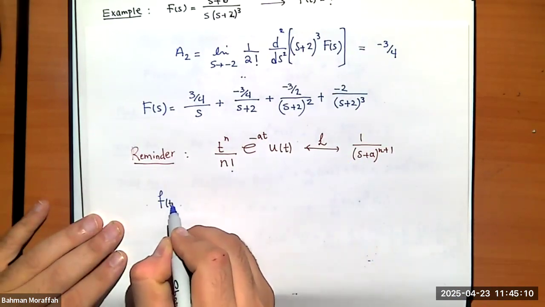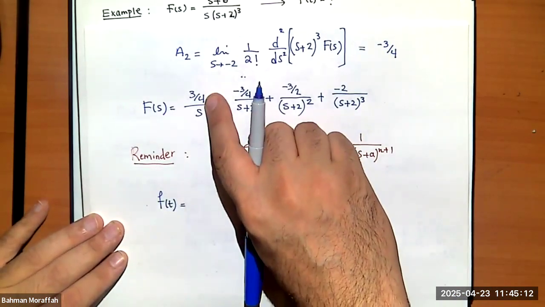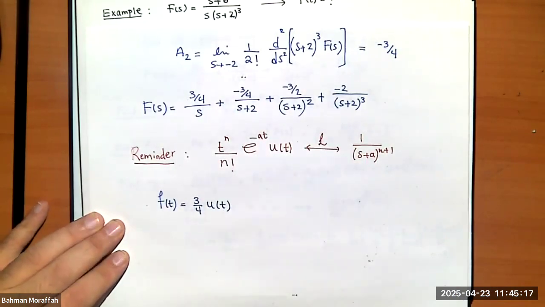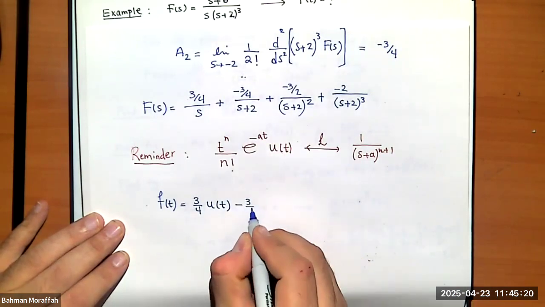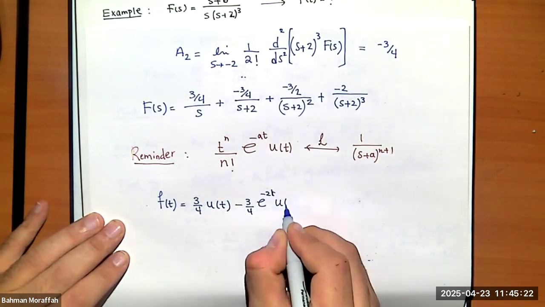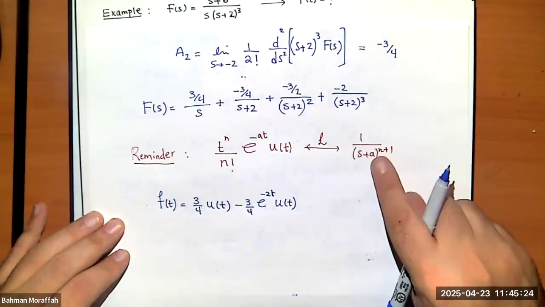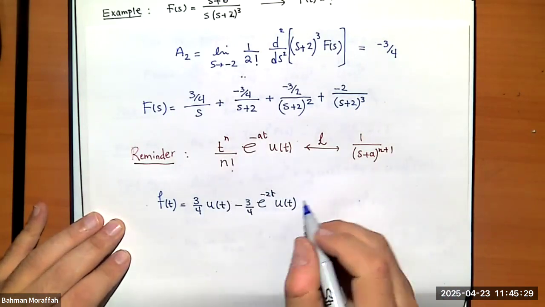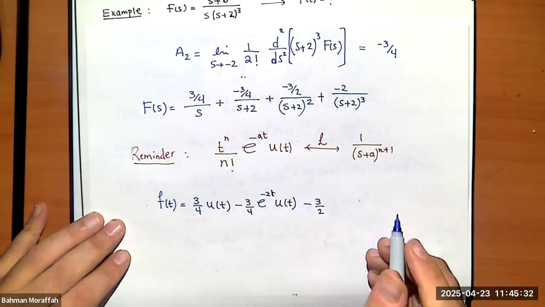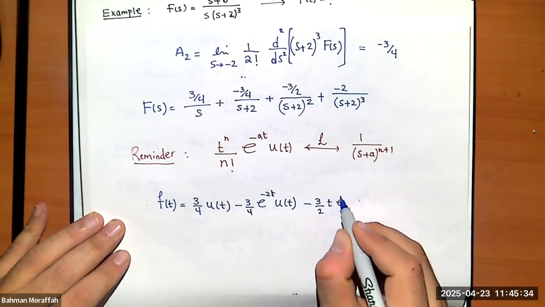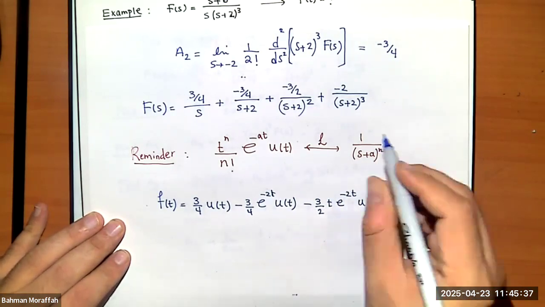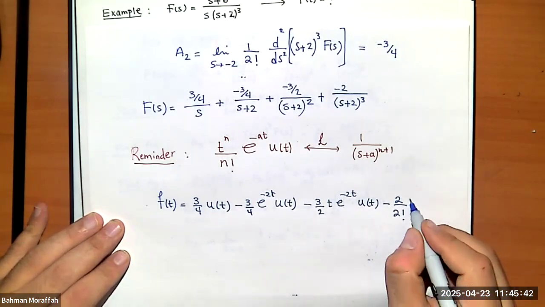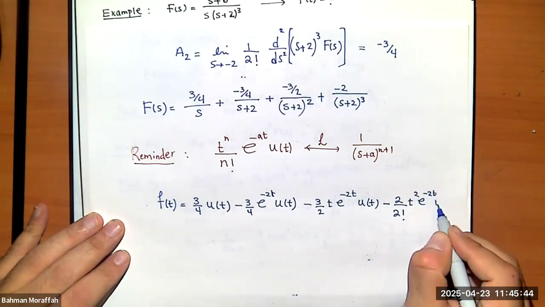Therefore f(t): the 3/4 term gives 3/4 u(t). This one gives 3/4 e^(-2t) u(t). This one has a square, so I multiply by t, so I have minus 3/2 t e^(-2t) u(t). And the last term is minus 2 divided by 2 factorial, t squared e^(-2t) u(t).